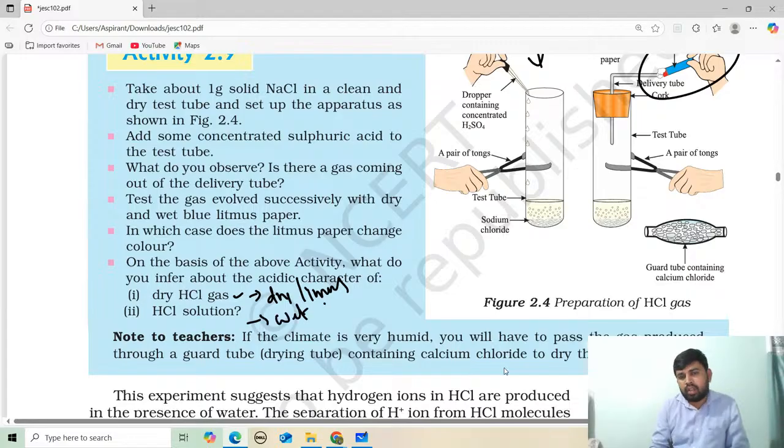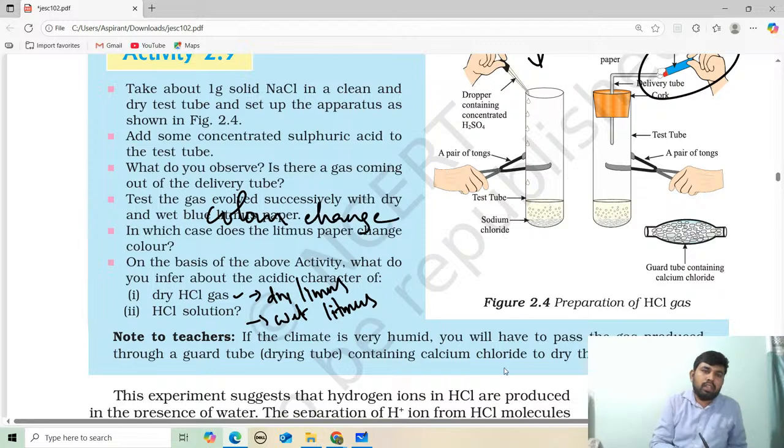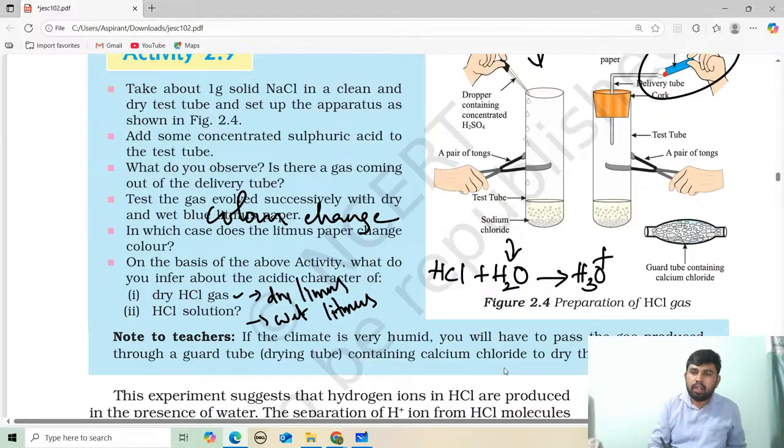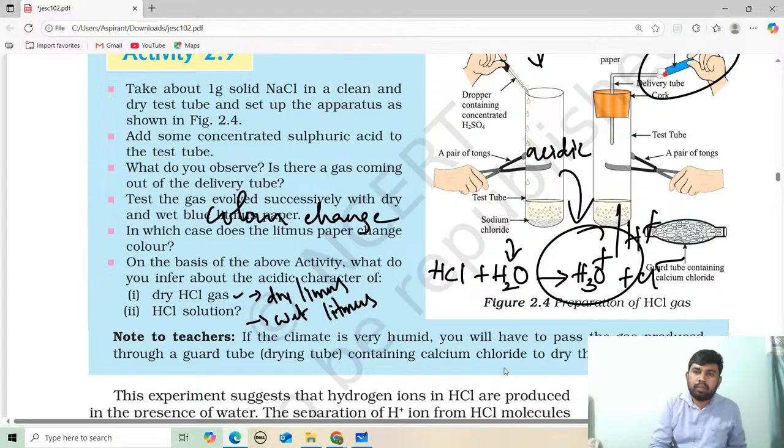In the case of wet litmus paper, we observe a color change. Because of the presence of moisture, the acid produces hydronium ions and Cl minus ions. These H3O plus ions, or H plus ions, are responsible for the acidic character. This is what we discussed in the last video.